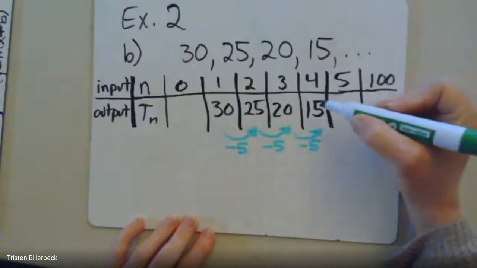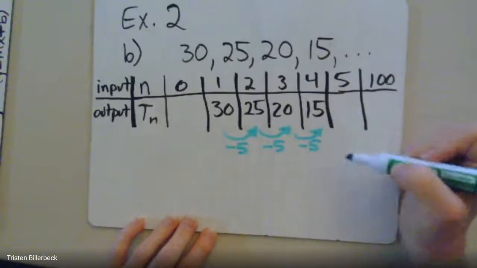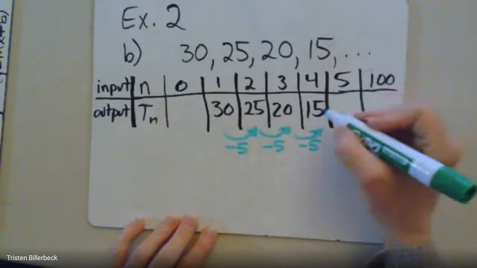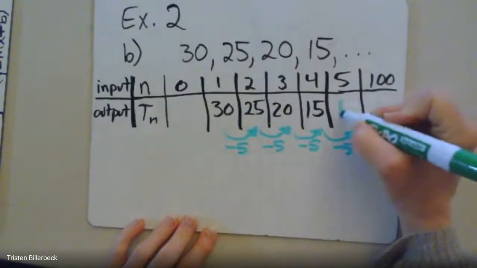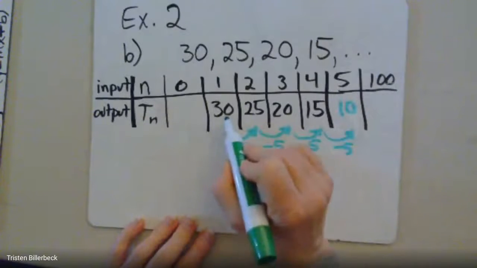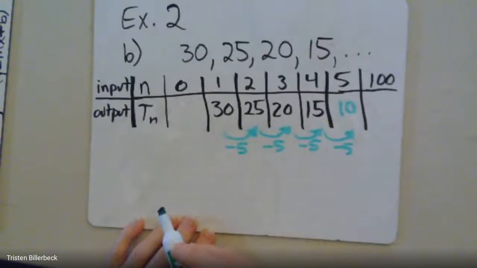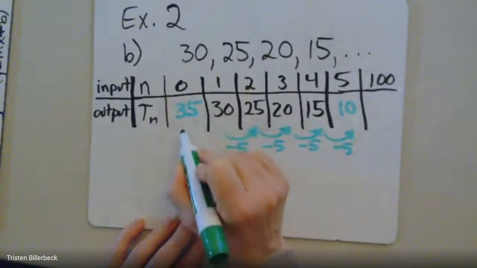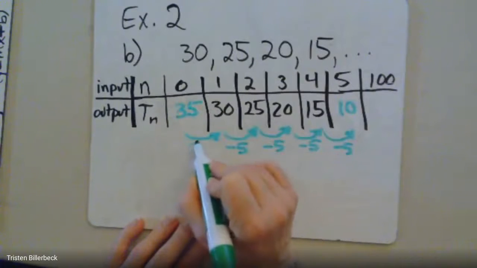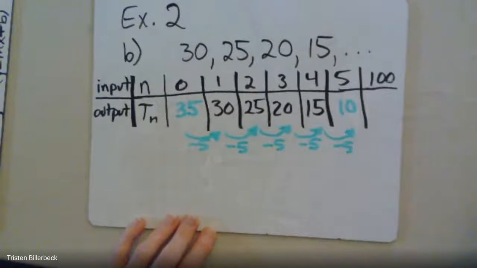So how would I go from 15 to the next term? Well, I just subtract 5. So 15 minus 5 is 10. Now, I would have to add 5 to this so that I could figure out figure 0. So that would have to be 35. And then that would fit the rule that I'm subtracting 5. And again, trying to figure out figure 100 would be quite difficult without a rule.